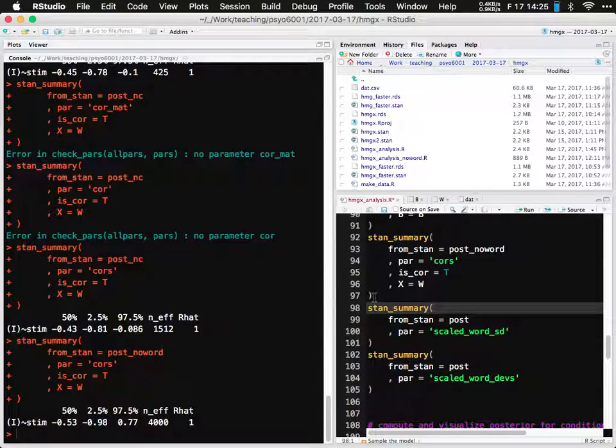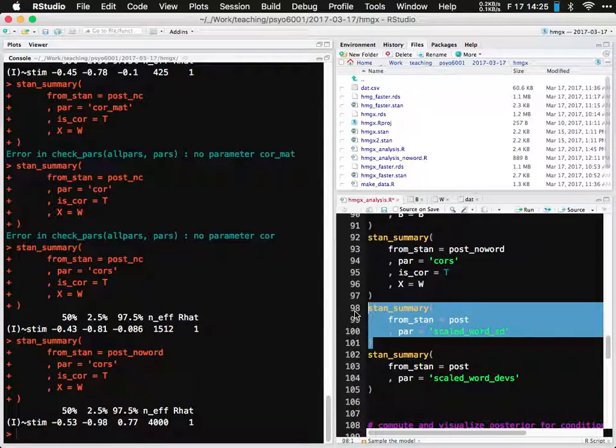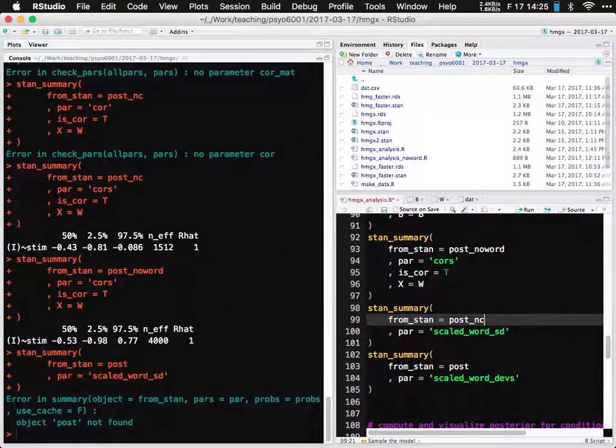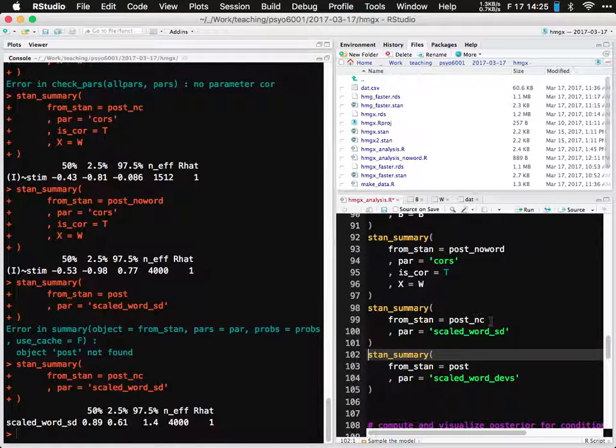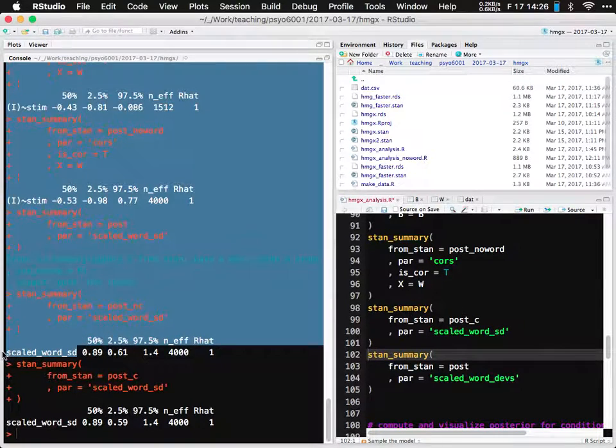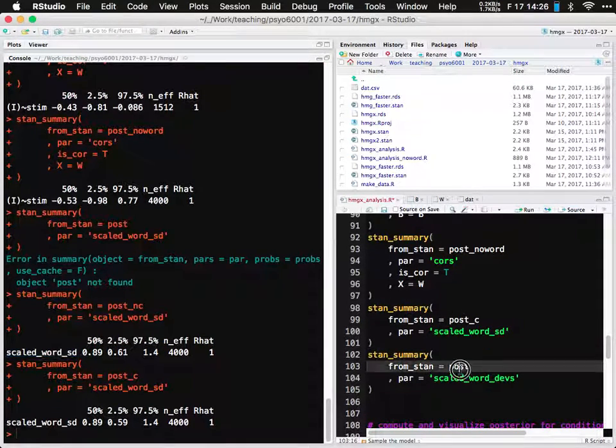Now we can actually check. We can take a look at those estimates for how much the words vary from one to another. These are on standardized scores, so they're Z scores. Right, post C. So that's for the non-centered version. Here's for the centered version. They both have similar sampling efficiency on both of those. So it's estimating that there's about 0.9 Zs of variability attributable to the words.